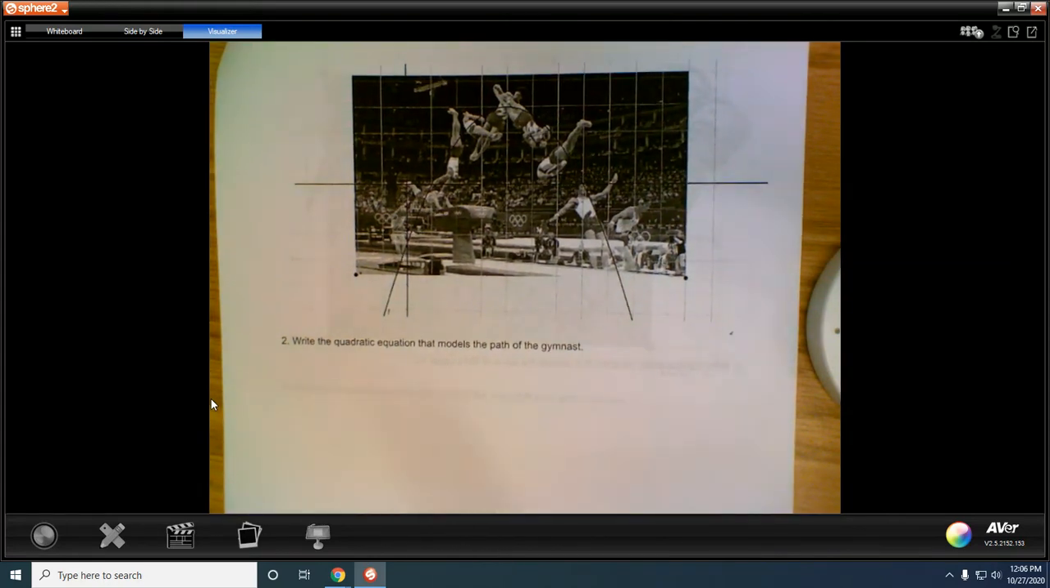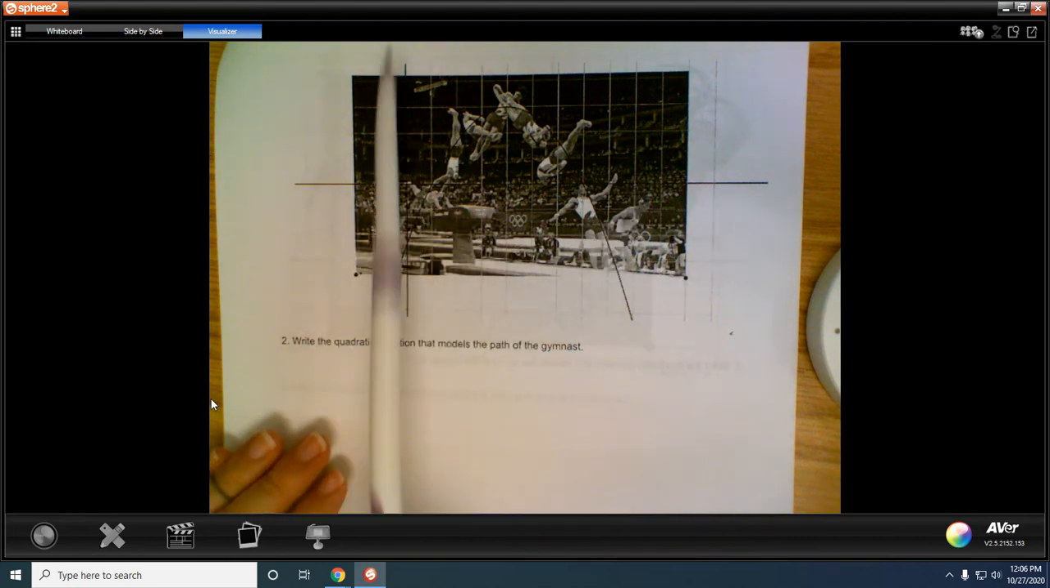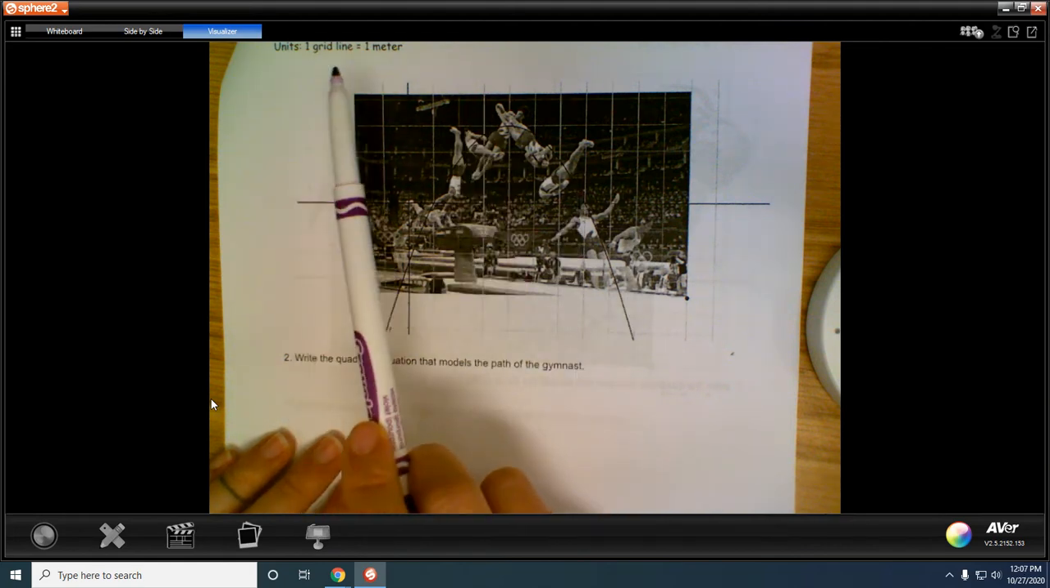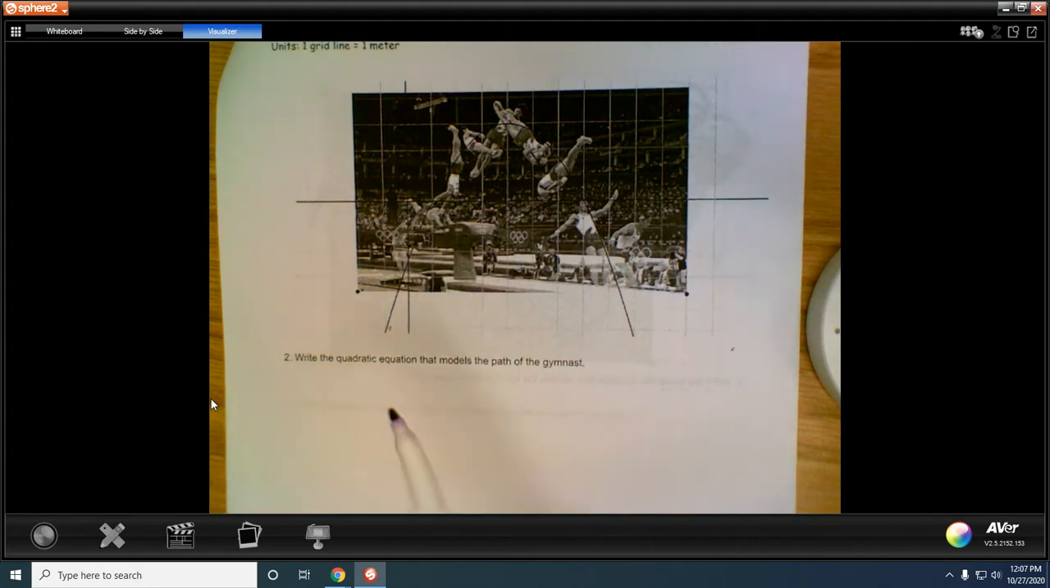So looking at this, we only see a picture. We see an x-axis and a y-axis and some coordinates, but we have this picture laid on top of it. Note the grid lines, that each grid line is a meter. So that's a meter there, that's a meter up. So we're told to write a quadratic equation that models the path of the gymnasts. So in order to do this, we're going to follow these steps.